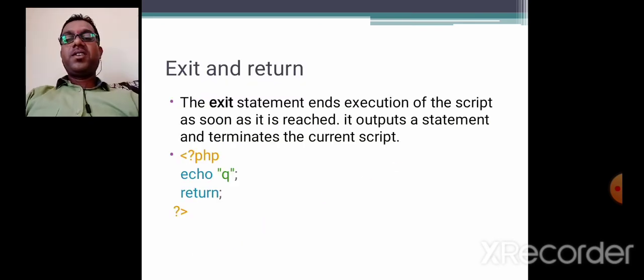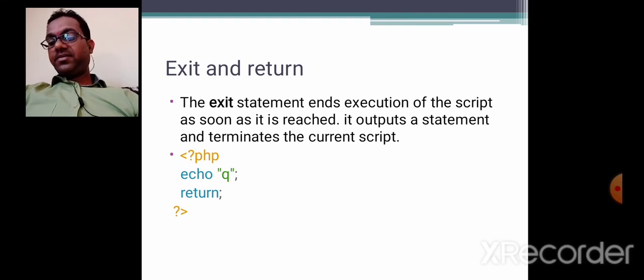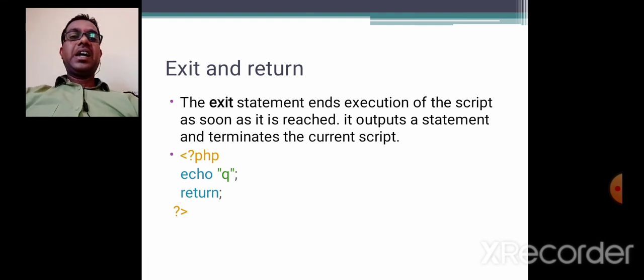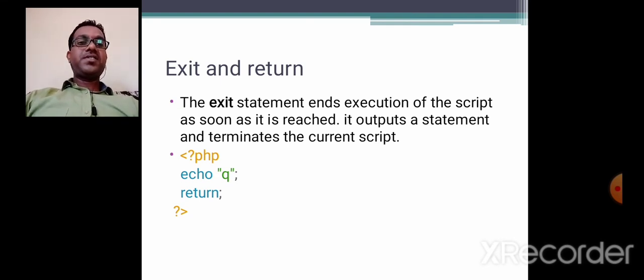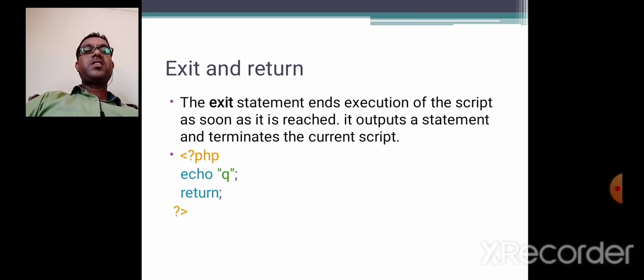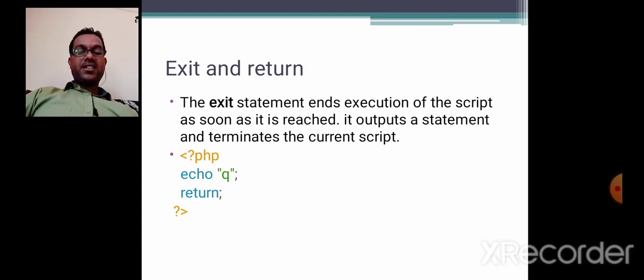And our final point is exit and return. We know that the exit statement ends execution of the script as soon as it is reached. It outputs the statement and terminates the current script, as given in the example. Suppose we echo print q, and when we want to return from that or exit from this, we have taken a return.